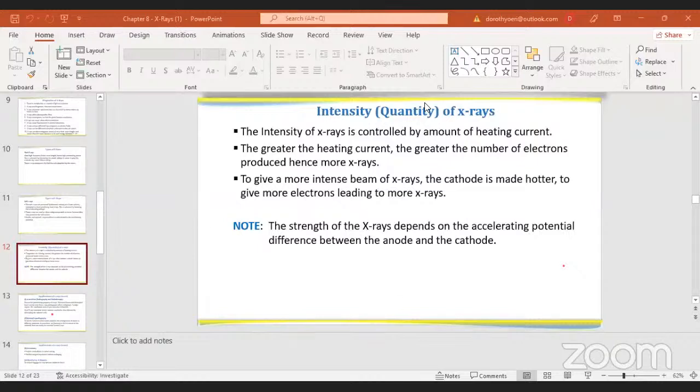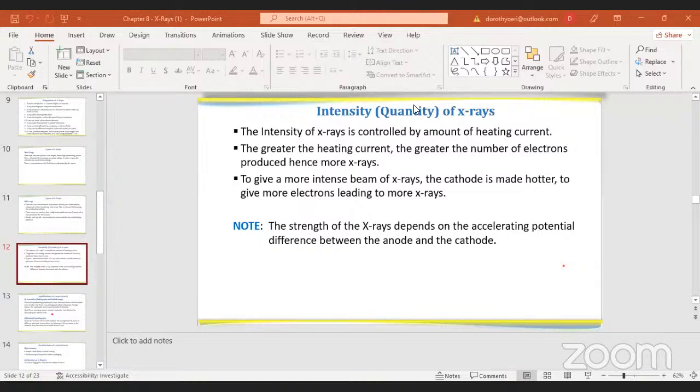Now, the greater the heating current, the greater the number of electrons being produced, hence more X-rays. The lower the current, that means fewer electrons will be produced, and therefore the amount of X-rays produced will also be lower. Now, to give a more intense beam of X-rays, the cathode is made hotter, that is high heating current, to give more electrons, leading to more X-rays.